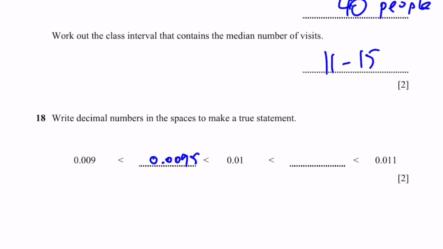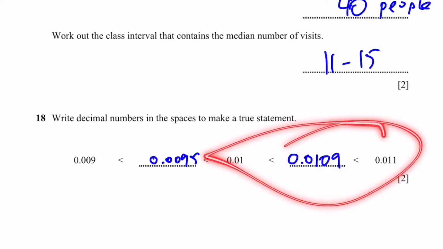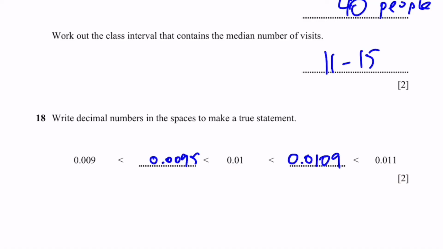And now this one, 0.01 less than dash less than 0.011. For that, we can say any number between these. 0.0109 also is okay. Just somewhere in between. You need to make sure it's somewhere in between these two.